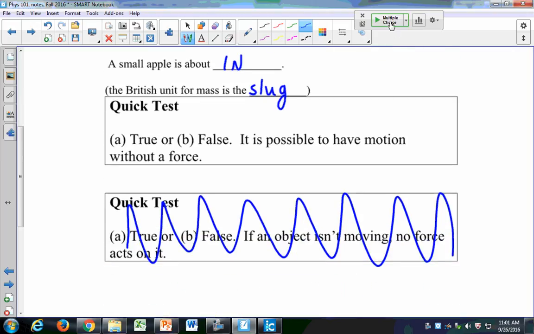By the way, I don't know why I put so many true-false questions, because I don't really use true-false questions that much, because they're kind of difficult to read. But is this statement true or false? It is possible to have motion without a force. Is that a true statement or a false statement? Think back, I don't know, Newton's first law.